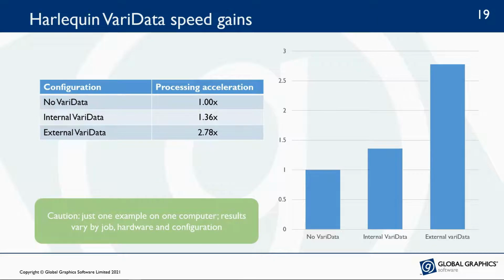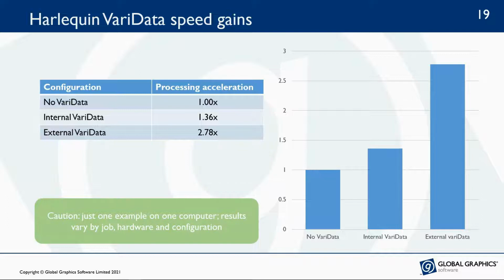The amount that Harlequin VariData can accelerate different jobs depends on many factors, including the size and complexity of individual assets such as images within the job, the efficiency with which the job has been constructed, the hardware on which Harlequin is running, especially around the amount and speed of memory and CPU cache sizes, and how much additional processing is being done on the raster data delivered by Harlequin on the same server as the RIP.